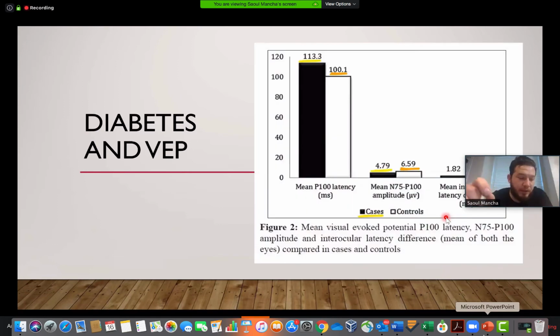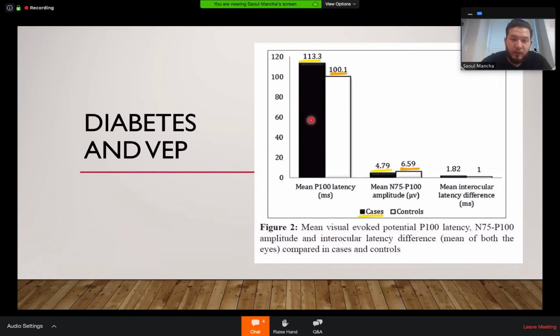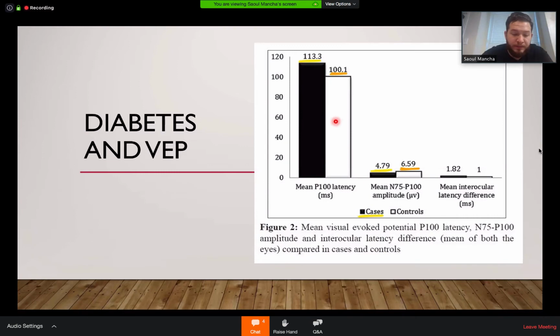So what did the researchers find? If we look at this graph, we can examine the findings. The dark bars represent the diabetics, while the white bars represent the controls. The study found that the diabetics had an increase in latency in their response compared to their age-matched controls. With the amplitude, the diabetics showed a decrease in the signal getting back, and the controls were a little bit higher.